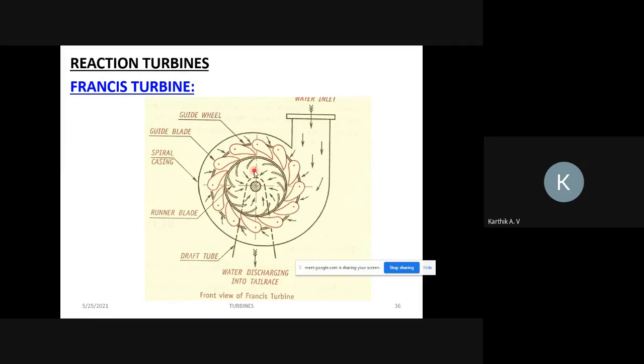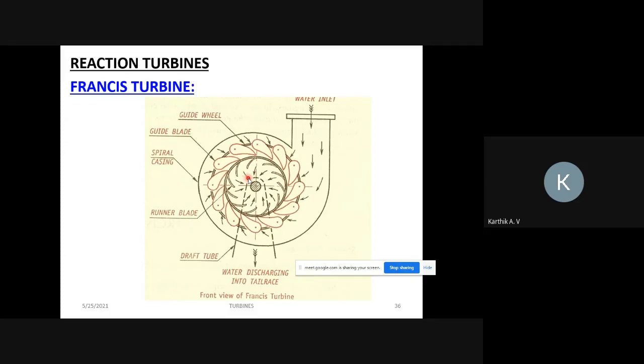That is the reaction force. The velocity of the leaving water is very high, and it moves through this draft tube. The draft tube area is higher, so the pressure decreases. The reduced-pressure water then goes back to the river. So this is the working principle of the Francis turbine. Understood? Any doubt?